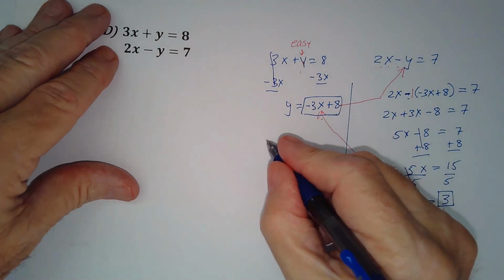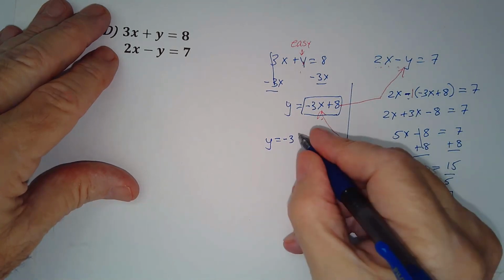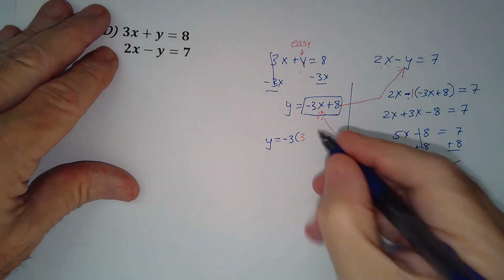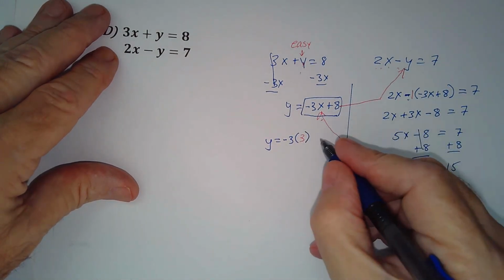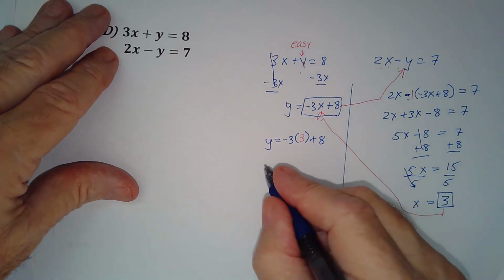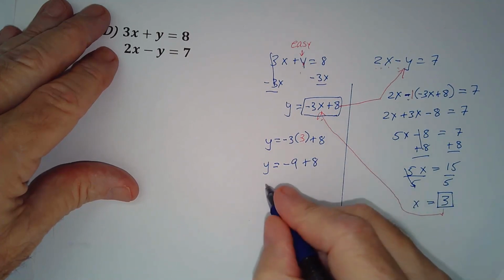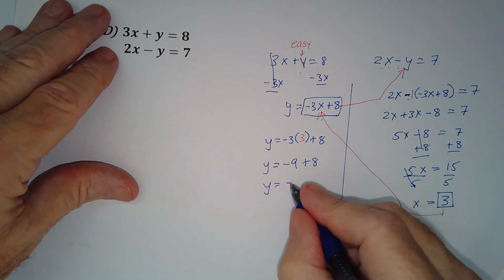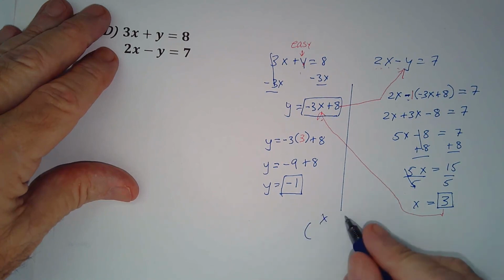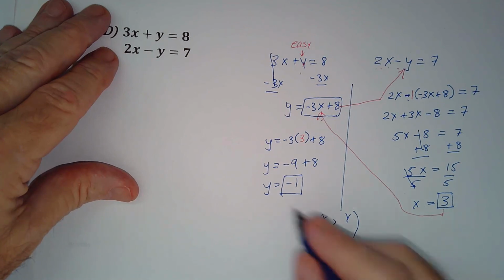So I'm going to rewrite this equation as y equals negative 3 times, and then the x is 3, put it in red, plus 8. Okay, so negative 3 times 3 is negative 9, so I have negative 9 plus 8, and negative 9 plus 8 is negative 1. So my y coordinate is negative 1. Therefore, my x and y ordered pair is x is 3 and y is negative 1.